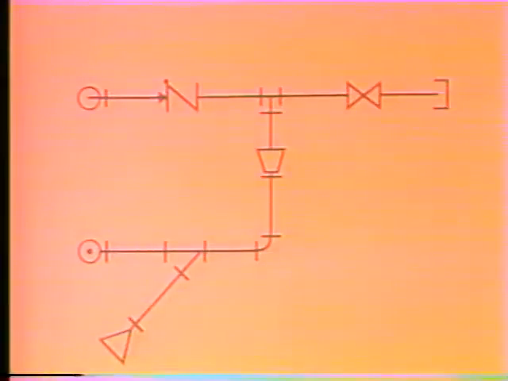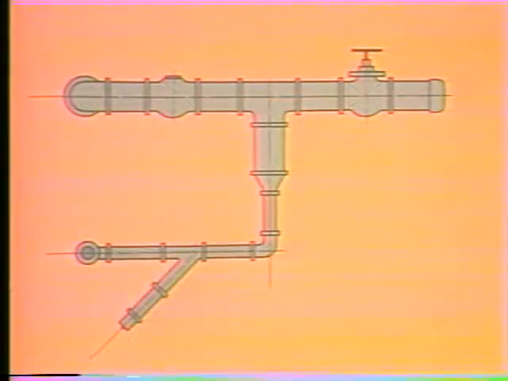The single-line print uses symbols to represent the piping and components. This is a single-line print of the same system that you just saw as a double-line print. You can see that the single line is much easier to draw, but that a basic understanding of piping symbols is necessary before you can start reading it. Well, let's start with the symbols that are used to represent the piping itself.